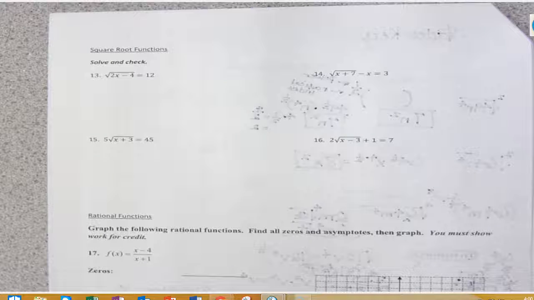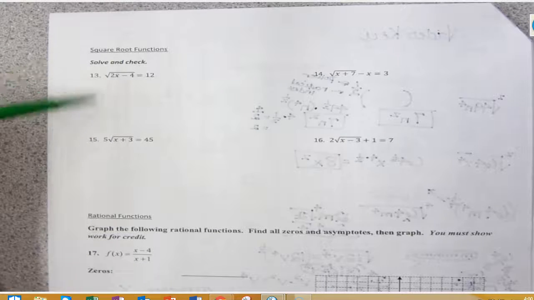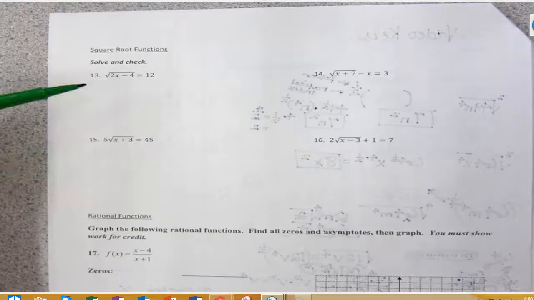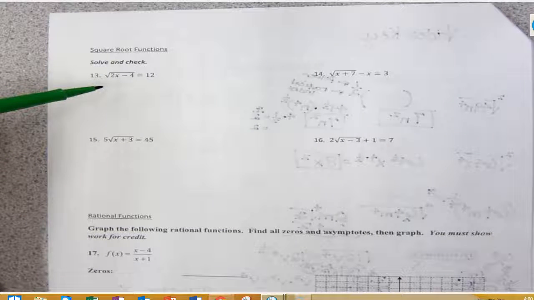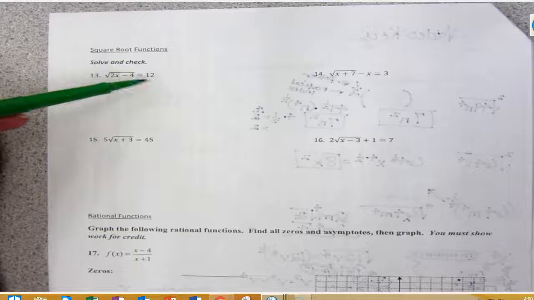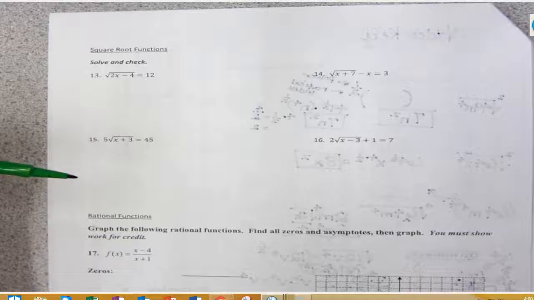Alright guys, we're moving on to the next page. We're looking at square root functions. Again, I'm just going to do these two just to give you an idea of how to solve these. Now, we're looking at this problem and we're thinking, okay, that's the square root of a number equals a whole number. So we're going to ask ourselves, what can we do to solve this problem?